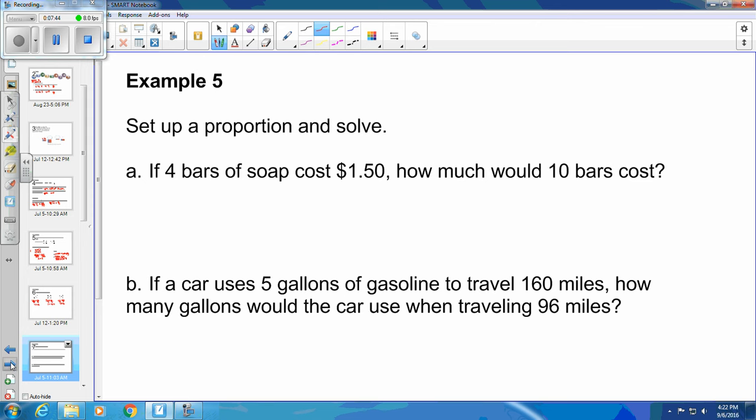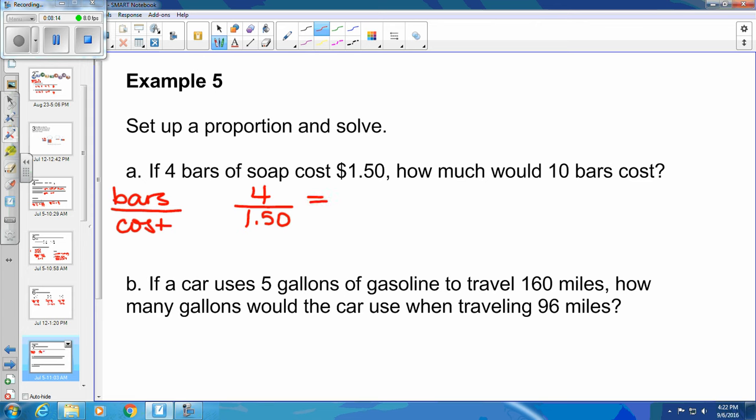I like to, when I first get back into the practice of using these, I'm talking about bars of soap versus their cost. So I put a little note off to the side. Bars over cost, I'm sorry. So I have 4 bars, and they cost $1.50. How much would 10 bars cost?